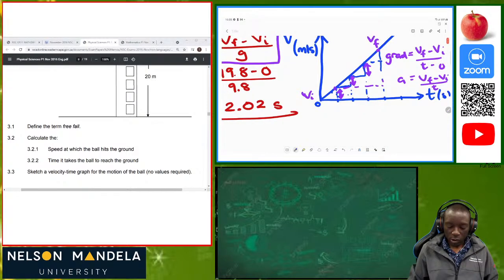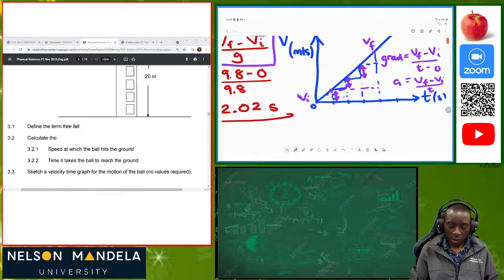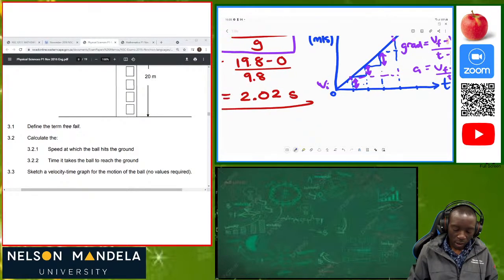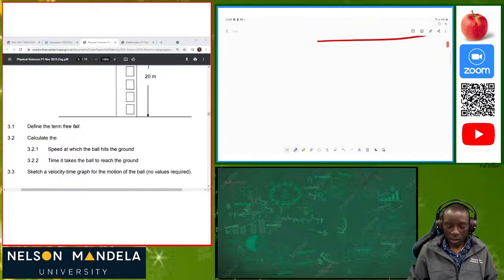Okay, so that's the sketch. The sketch should be your vertical axis, horizontal axis, and the line. That should be straightforward and clear for you.